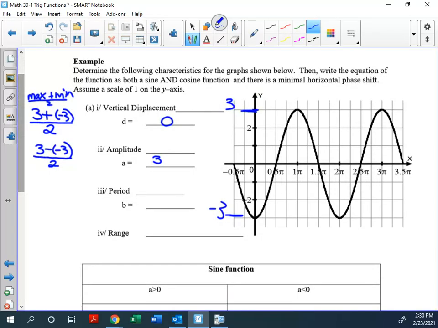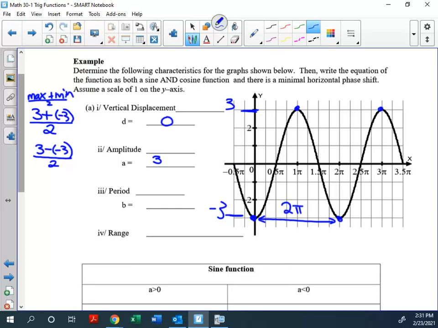Period, okay. When I'm looking for the period of a graph, the easiest thing to use, if you can, is normally minimum to minimum or maximum to maximum. Those are easy points to read. So how far apart are my minimums? Now I used minimum this time because it was on the y-axis, giving me a value of 0, right? Which makes it nice and easy to read. I can see that this has a period of 2 pi.